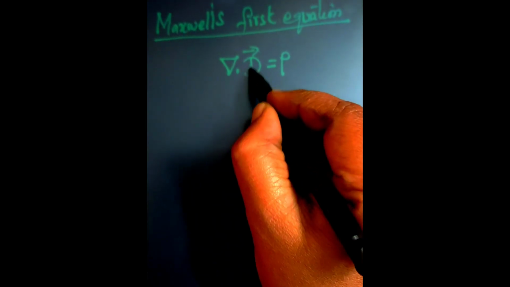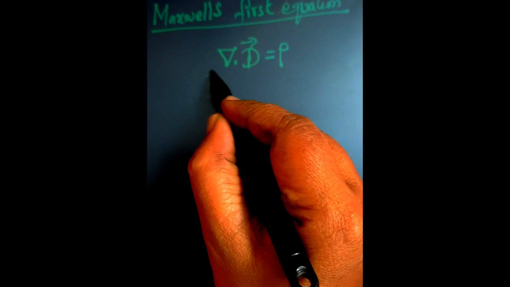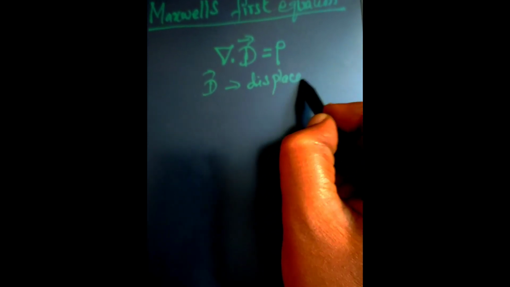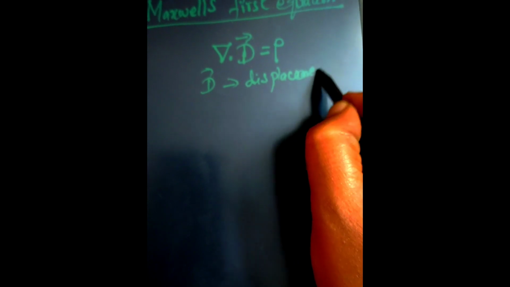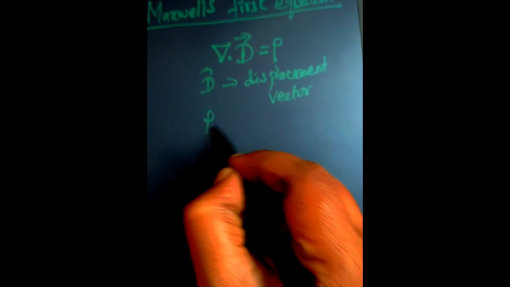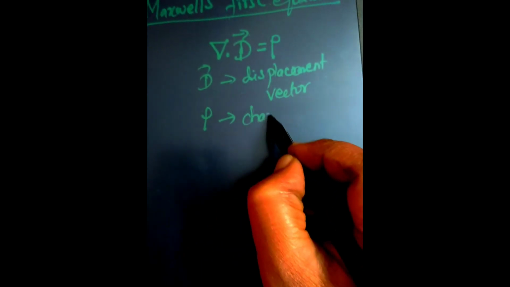Here the D vector is nothing but the displacement vector, that is, the displacement of charges on the application of an electric field, and rho represents the charge density.